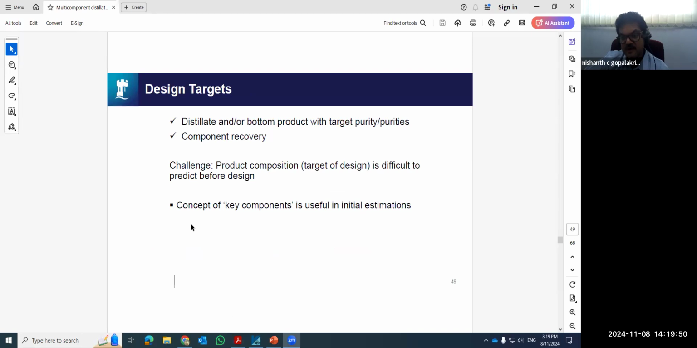So we straight away start the design procedure. In the design procedure, there are two types of problems we usually try to do. One is we try to achieve a certain purity, because the purpose of a distillation column is to produce certain chemicals at a desired purity. So that can be one of the targets. Another kind of target could be a component recovery.